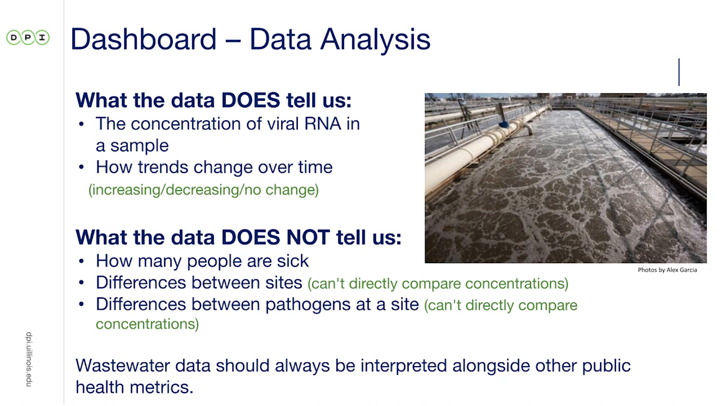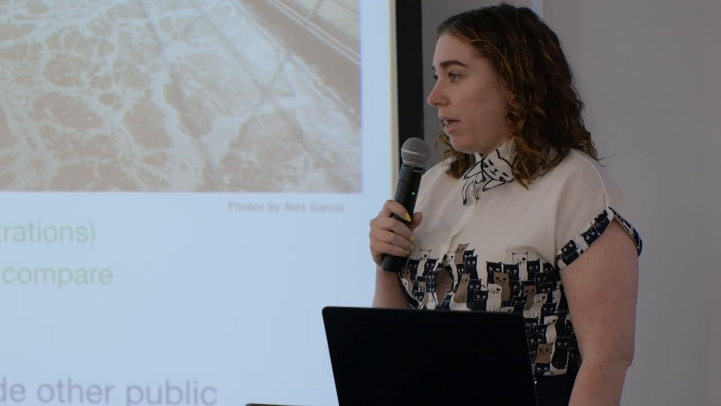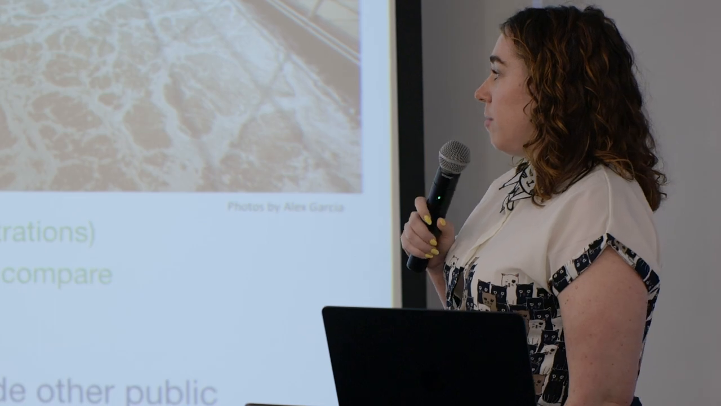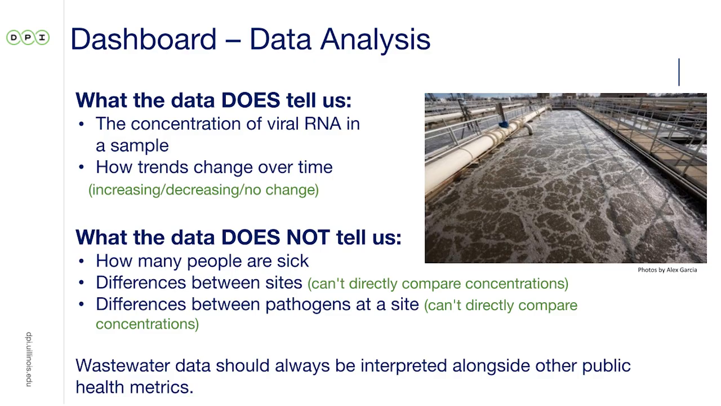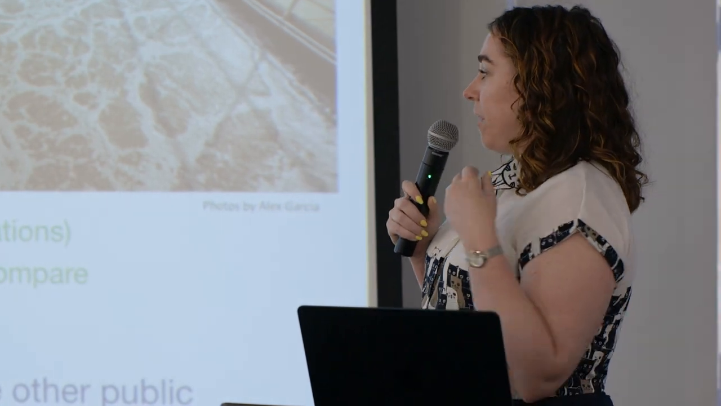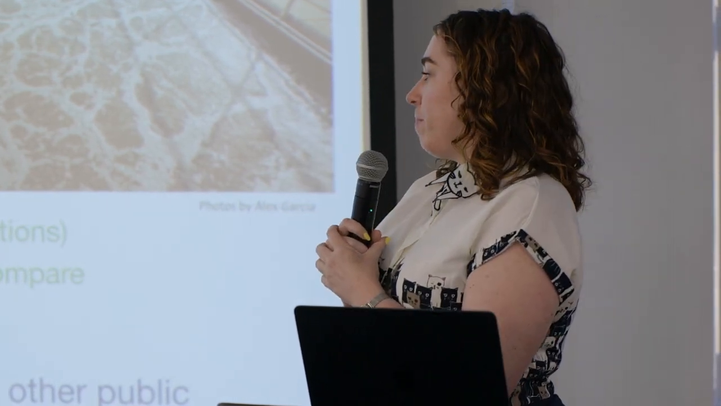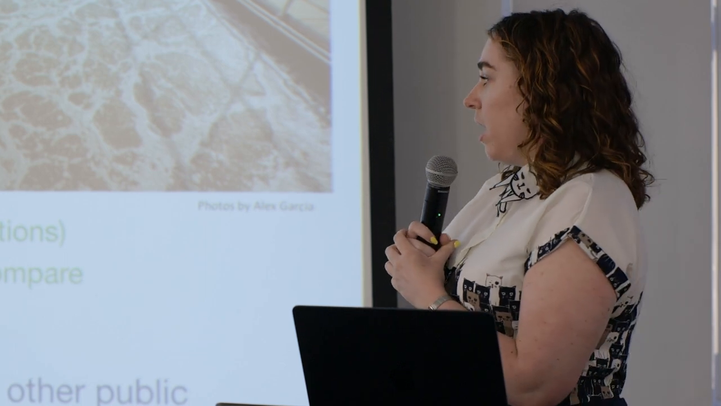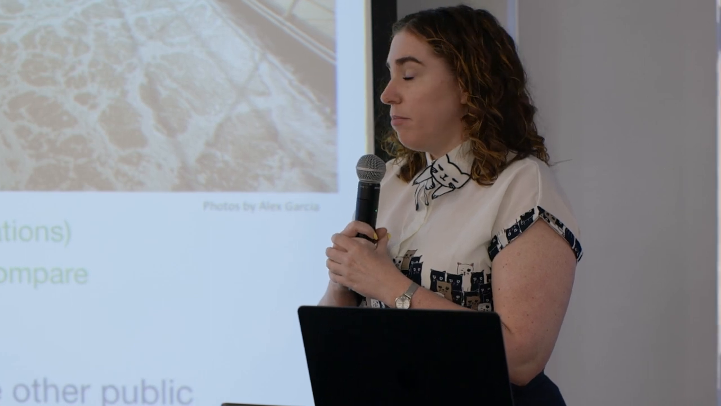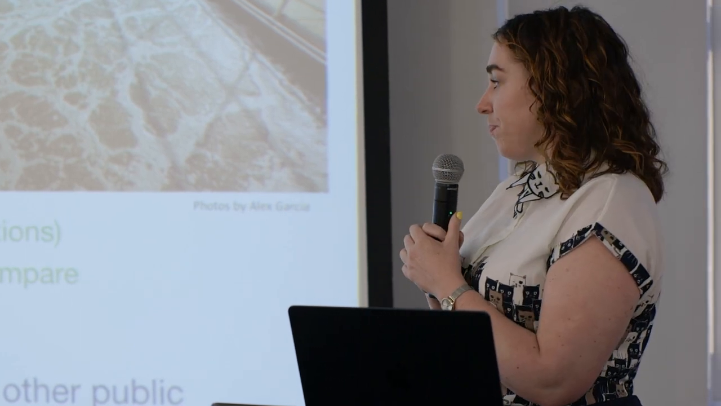Some things that we cannot tell from the data. We do not know how many people are sick just by looking at those viral concentrations. We also discourage comparison between sites. So don't pull up two different locations and look at the two plots and say, this concentration is 5,000 and this one's 7,000. Caitlin is going to explain in a little bit about some normalization that needs to occur. And so you can't directly compare the raw concentrations at the wastewater at the different sites.